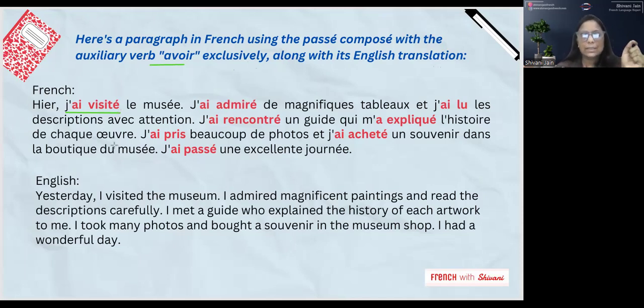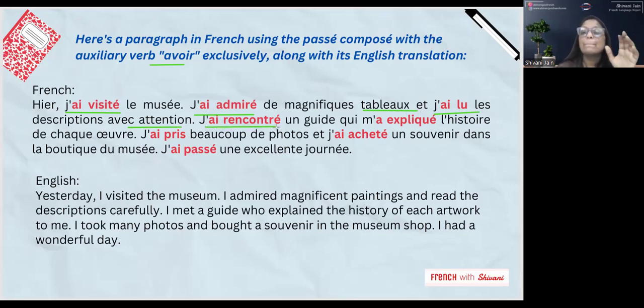So, the action started and completed. Okay, I am not being visiting. Okay, so I just visited the museum once, started and finished. J'ai admiré de magnifiques tableaux. Okay, I admired the wonderful tableaux. What? The artwork, right? J'ai lu les descriptions avec attention. I read all the descriptions with attention or carefully.